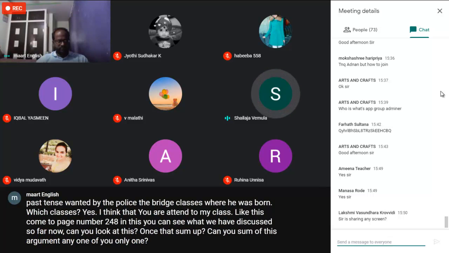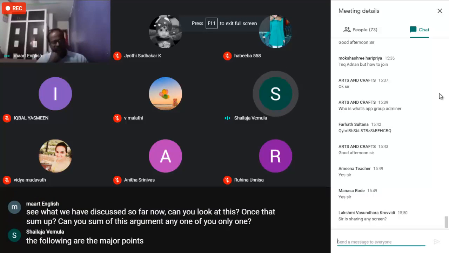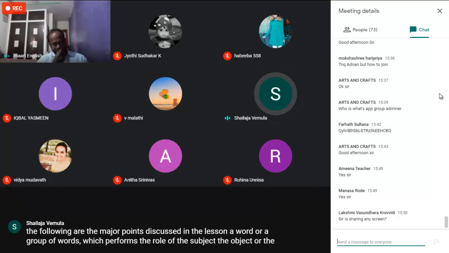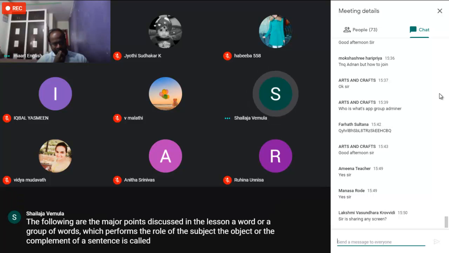The following are the major points discussed in the lesson. A word or a group of words which performs the role of the subject, the object, or the complement of a sentence is called a noun phrase. The structure of a noun phrase has these components.